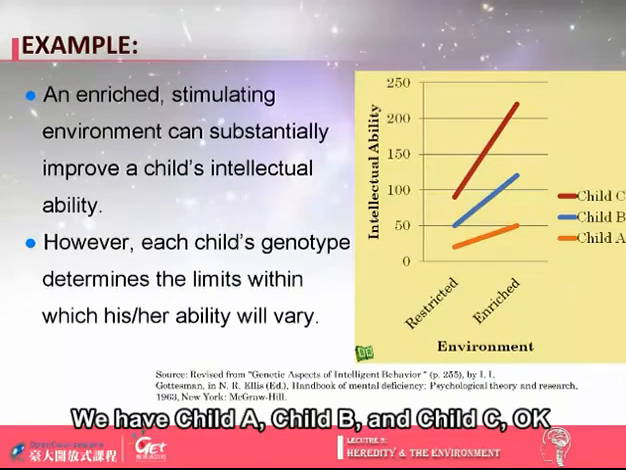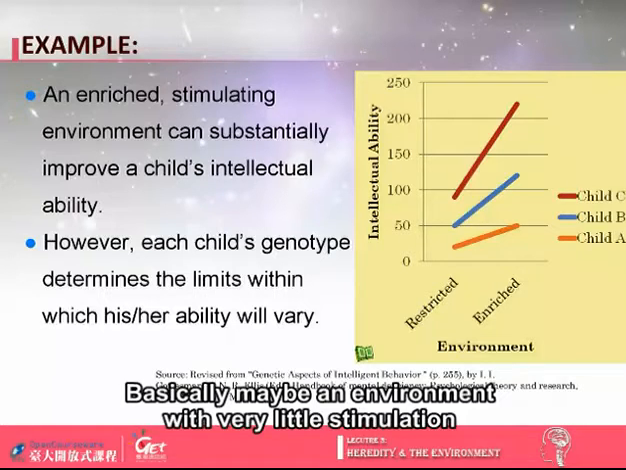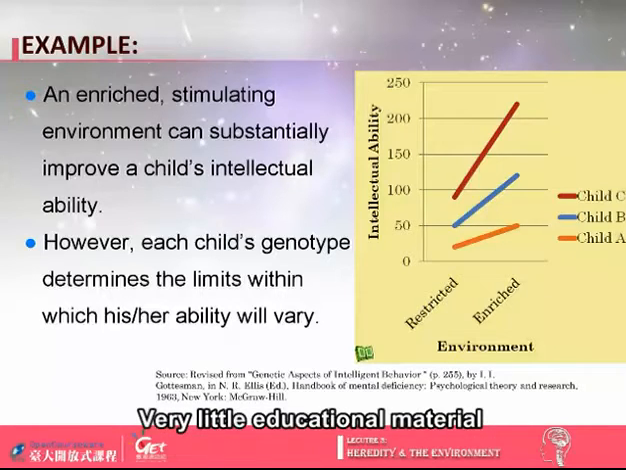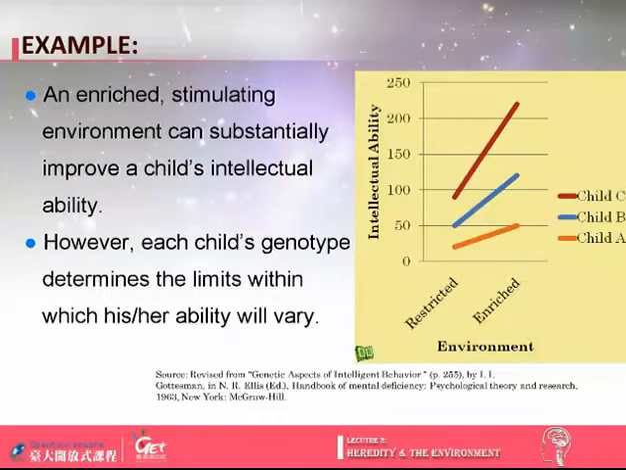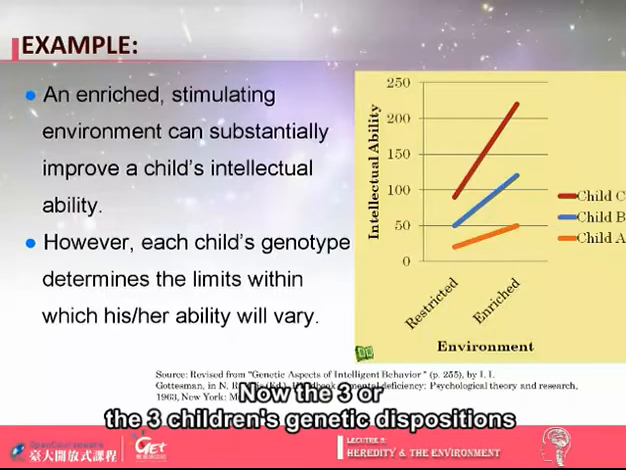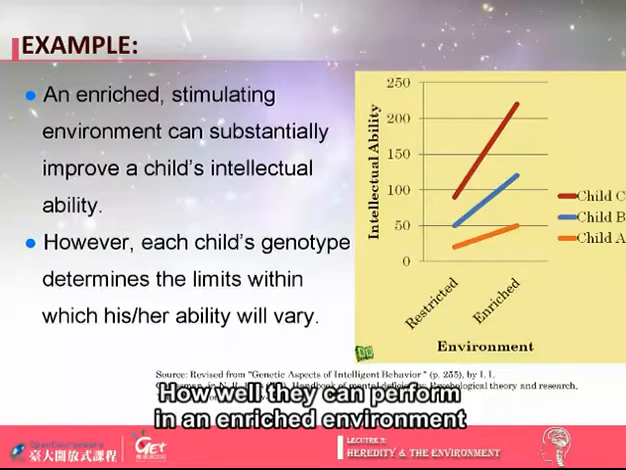We have child A, child B, and child C. Okay? And we put them in a restricted environment, basically an environment with very little stimulation, very little educational material, or an enriched environment, a lot of books, a lot of guidance, a lot of teaching. Now, the three children's genetic dispositions, or their genotype, will determine how well they can perform in an enriched environment.